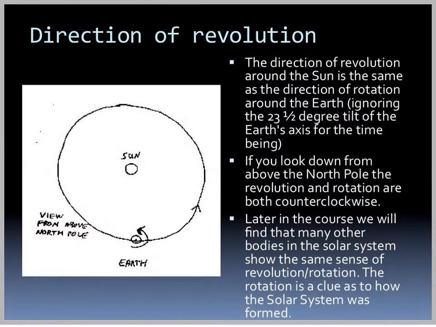Now, the direction of the revolution around the Sun is the same as the direction of rotation of the Earth, ignoring the 23.5 degree tilt for now. So if you look down from above the North Pole, the revolution and rotation of the Earth are both counterclockwise. And later on in the course, we're going to find that many other bodies in the solar system show the same sense of revolution and rotation. And this is a clue of how the solar system formed.